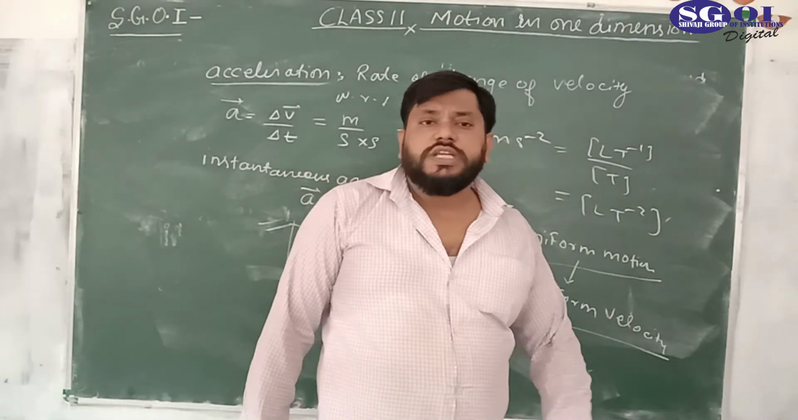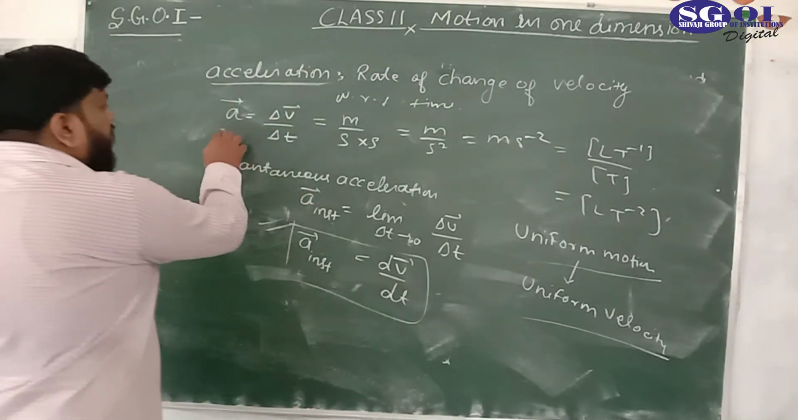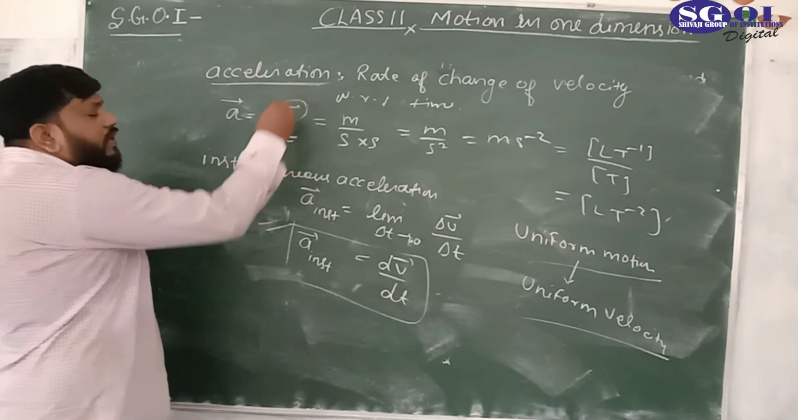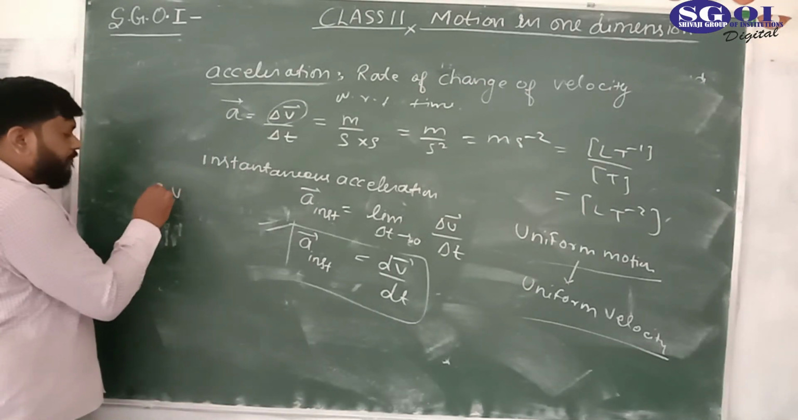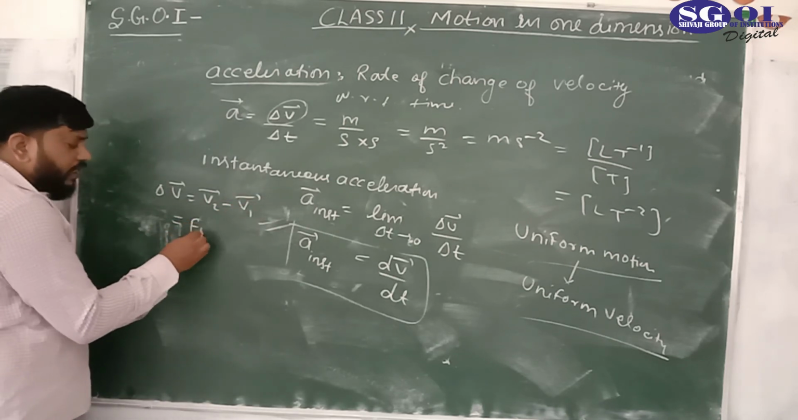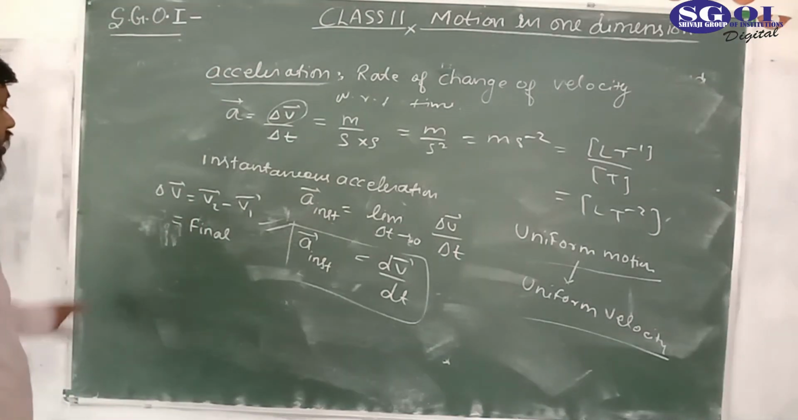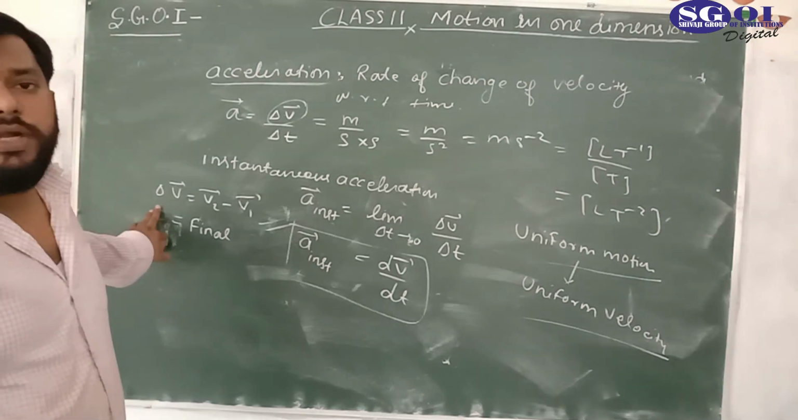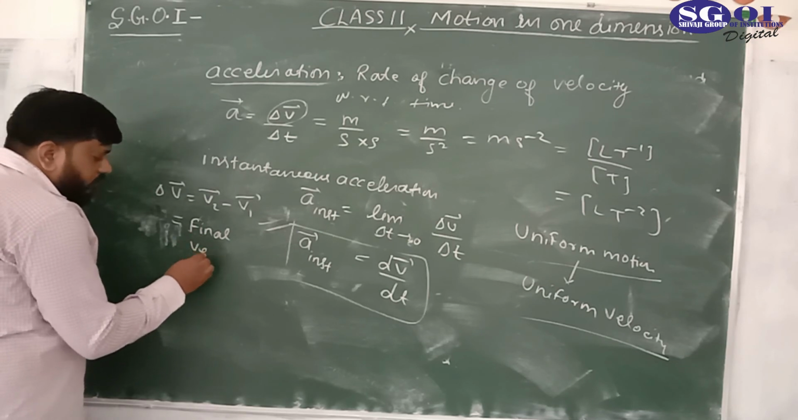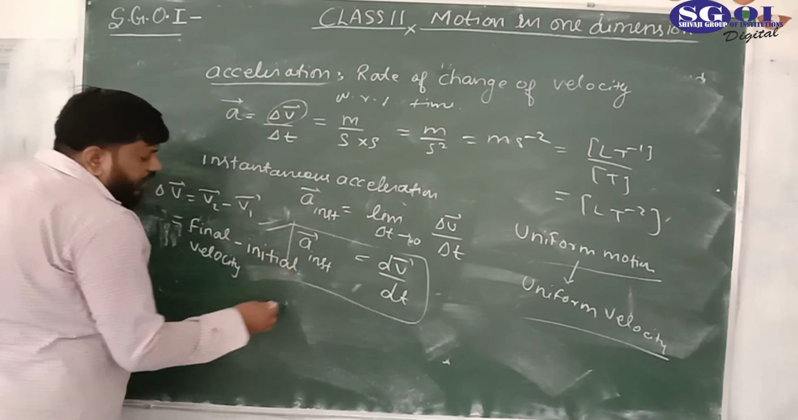And if the velocity is not changing with respect to time, then what about acceleration? Acceleration is the change in velocity with respect to time interval. So if the velocity is not changing, what is delta v? Delta v is final velocity minus initial velocity. Always remember that we subtract the initial value from the final value whenever we want to find the change in any parameter.